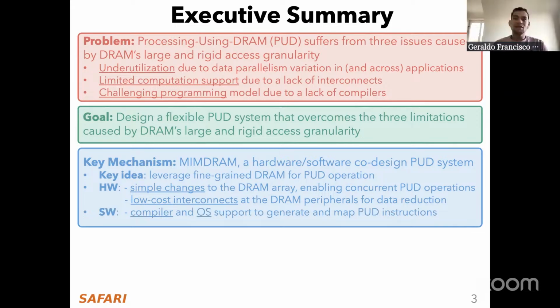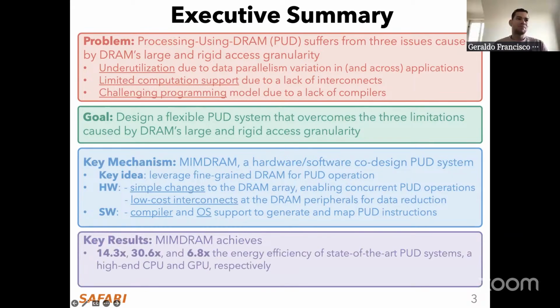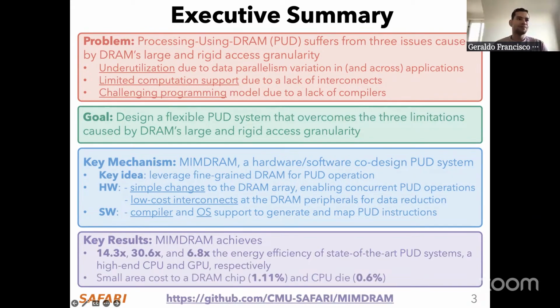So on the software side, we implement compiler and operating system support to generate and map code, and we saw that it can significantly improve DRAM systems, high-end CPU and a GPU respectively, while incurring low area cost and DRAM chip costs as well.